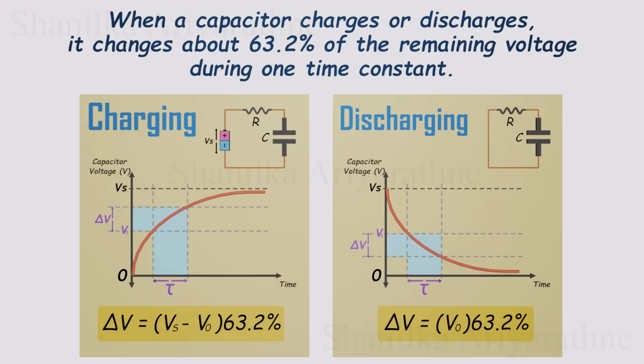In our example, we started with 0 volts, but that's not always the case. No matter what the starting voltage is, whether you're charging or discharging, you can still use the same idea. When charging, calculate how much the voltage increases during each time constant and add it to the starting voltage. When discharging, calculate how much the voltage drops and subtract it from the starting voltage. The method stays the same. The only thing that changes is whether you're adding or subtracting.